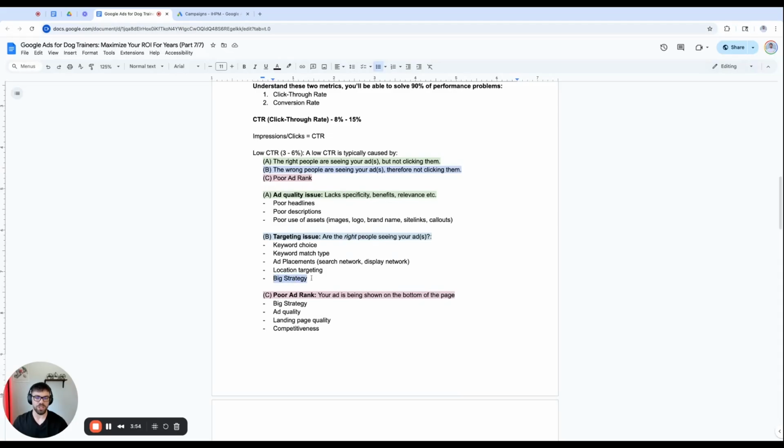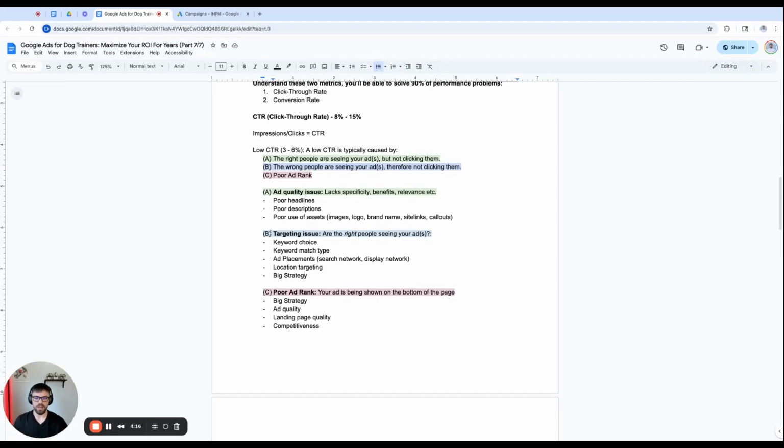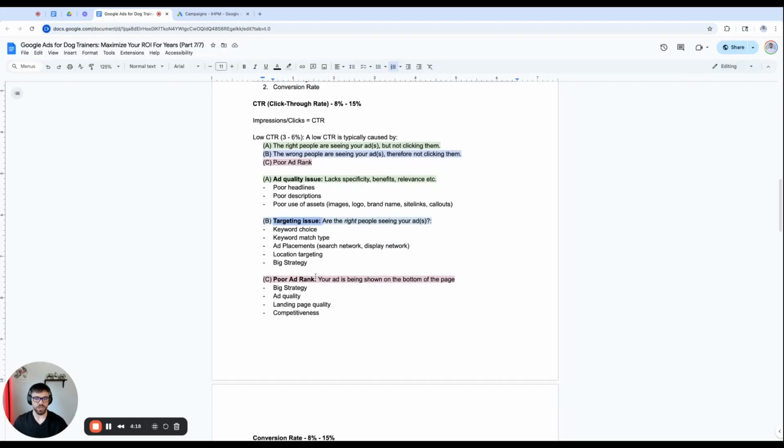Bid strategy, right? So right now we're using maximize clicks, but we don't want to use maximize clicks forever. This is a short-term play. We're going to explain more about that in a minute. But if you continue to use maximize clicks forever, you're going to get a lot of irrelevant traffic over time to your campaign, which will result in a low click-through rate, right? So those are examples of targeting issues.